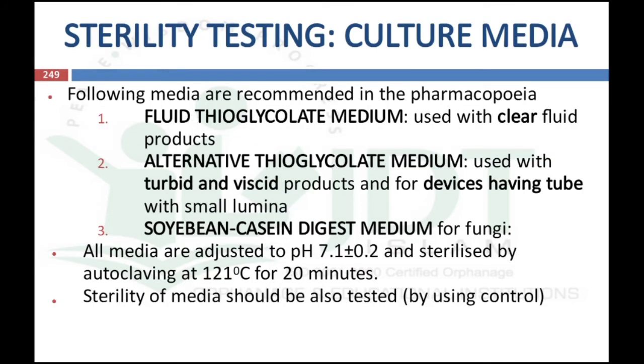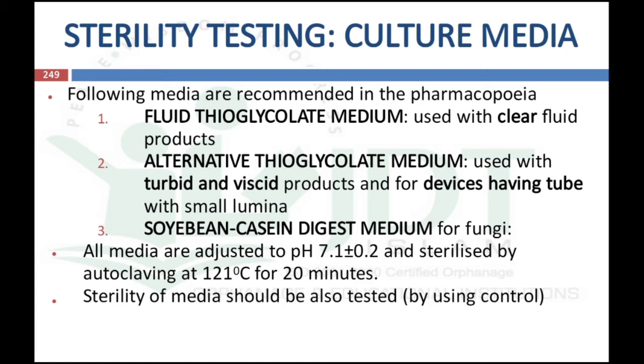Now coming to the different culture media used for the sterility testing. There are 3 official media which are used for the sterility testing. First one is fluid thioglycolate media. It is used with clear fluid products. Second one is alternative thioglycolate media, used with turbid and viscid products, and also for the devices having tubes with smaller lumina. And third one, soybean casein digest media for fungi. All the media have to be adjusted to pH 7.1 plus or minus 0.2 and sterilized at 121 degrees Celsius for 20 minutes.